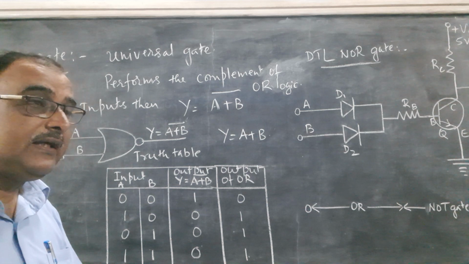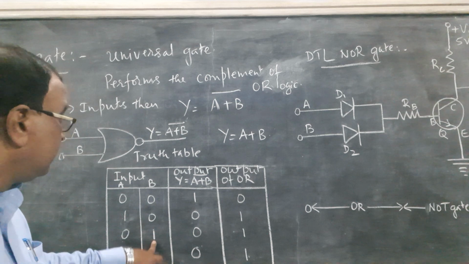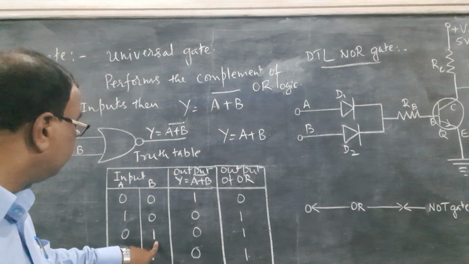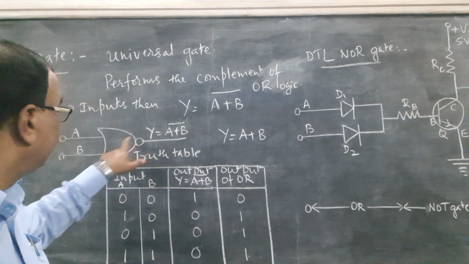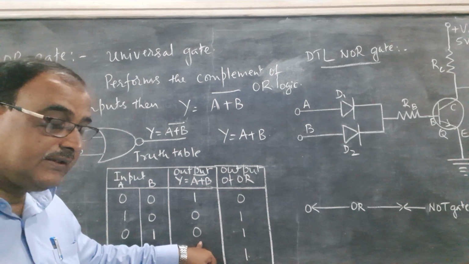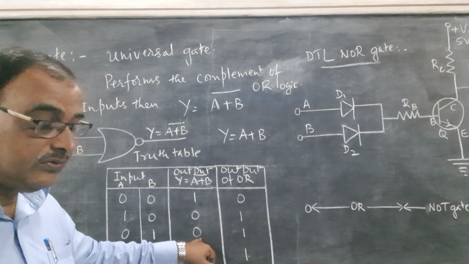And similarly, when A is 1 and B is 0, diode D1 is forward biased and the diode D2 is reverse biased, and so again there is a saturation region. Therefore, output Y is equal to 0.